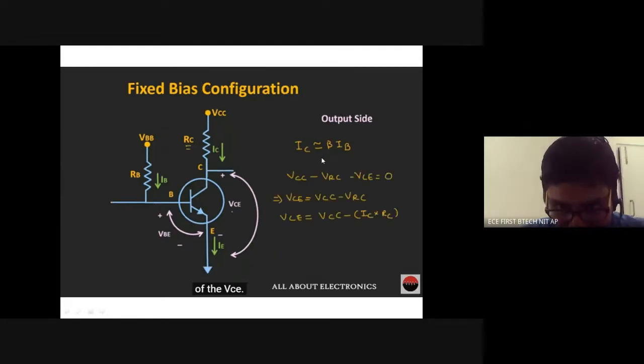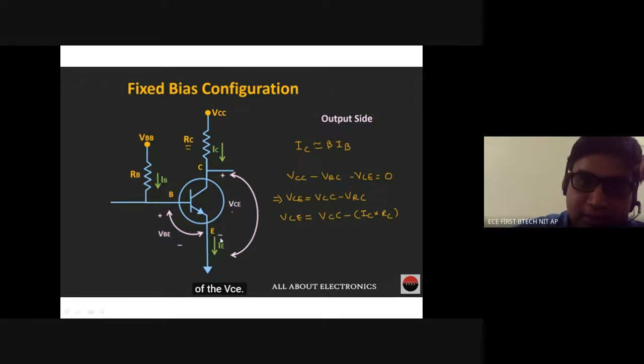So let's see how good this fixed bias configuration is at making the operating point stable. Now, on the output side, the equation will be VCC minus VRC, the voltage drop across the collector resistance, minus VCE is equal to 0. From that, we can write VCE is equal to VCC minus VRC. Now, this VRC is nothing but IC into RC.